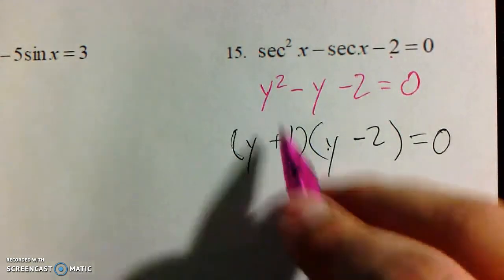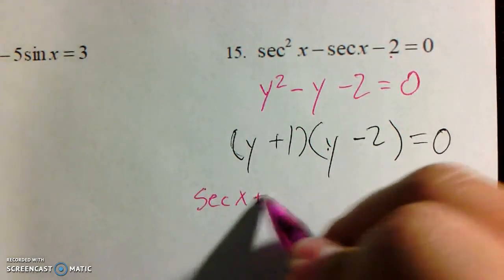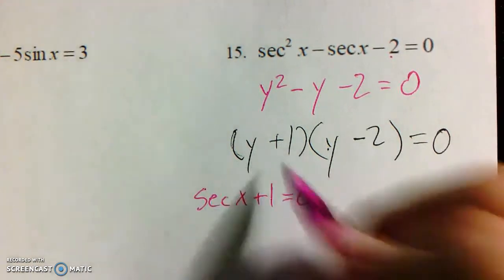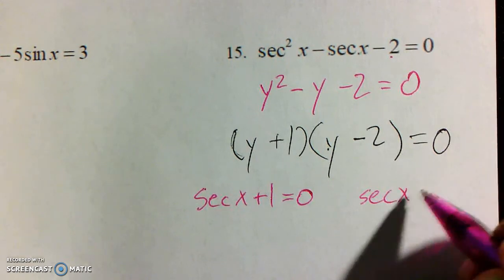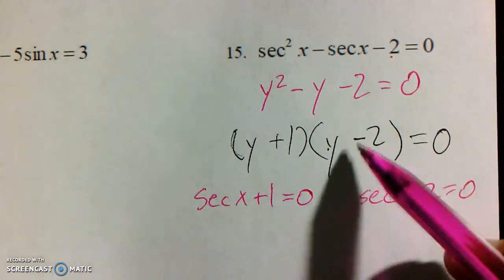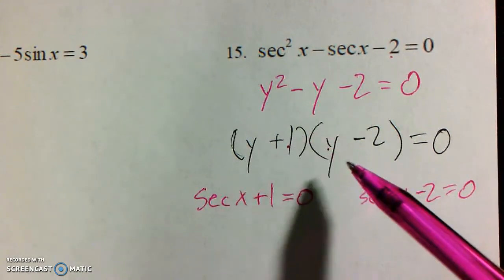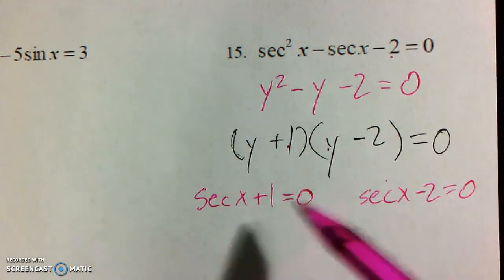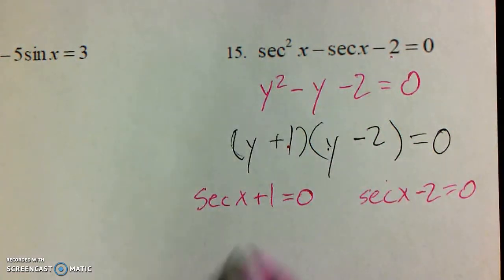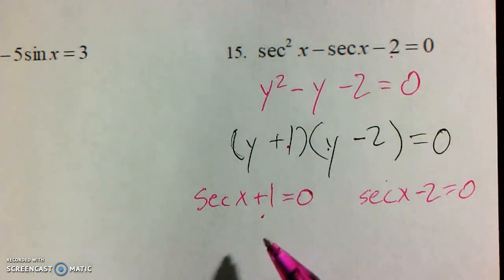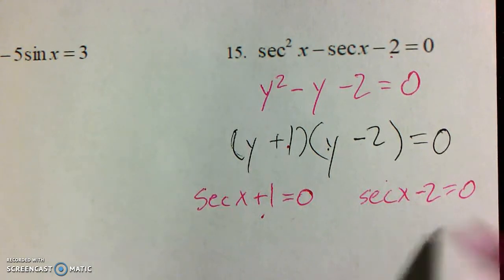So this y plus 1 is really secant plus 1. So that means that secant x plus 1 equals 0, because we said each of these factors equals 0. And then this one means that secant x minus 2 equals 0. Okay, so I kind of did two things there at the same time. I set each factor equal to 0, but I also retranslated it back to secant, which is very, very useful. Okay, and then we get secant by itself and solve. So when does secant equal negative 1? When does secant equal positive 2?